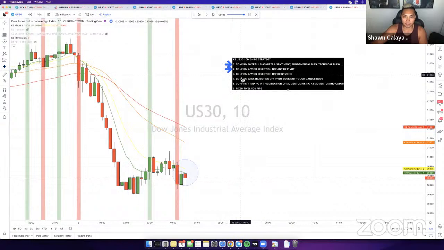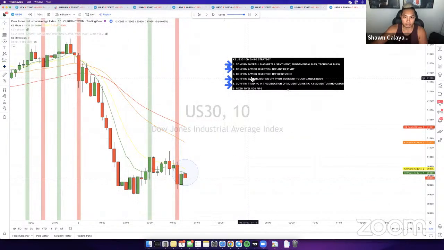Requirement 3, this is the last thing I look for, because you look at everything else, and that's going to be the last check off the list. Confirm the wick rejection off the pivot does not touch the candle body. Body's right here, pivot's right there, completely fine. And then confirm you're trading the direction of momentum, which we're looking for a sell here.